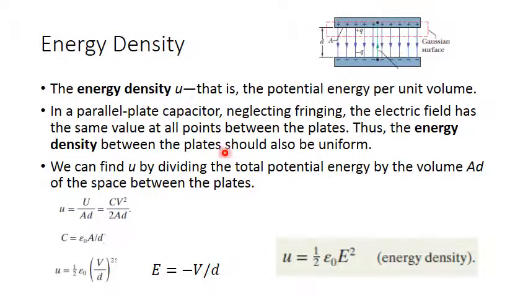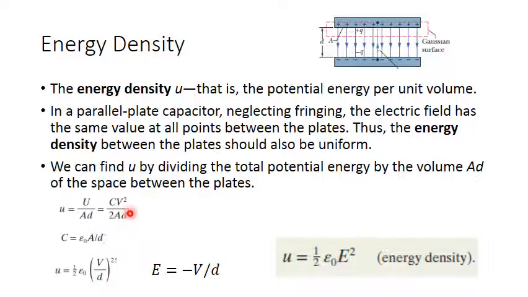The total stored energy is half C multiplied by V squared, and the volume is A multiplied by d. If we remember, the capacitance of a parallel plate capacitor was epsilon naught multiplied by the area of the capacitor over the spacing between the two plates. So if we replace the value of C here, we can find u, the energy density: epsilon naught A over d multiplied by V squared over 2Ad.